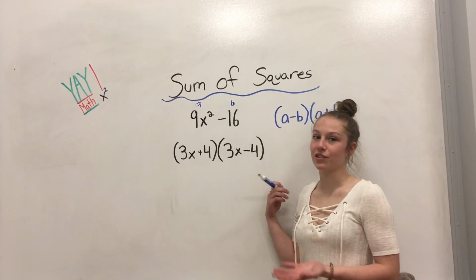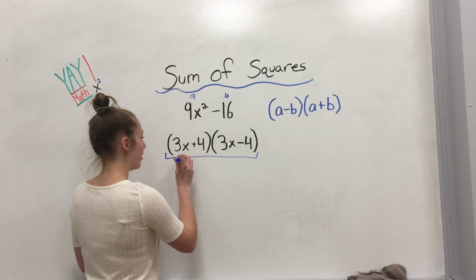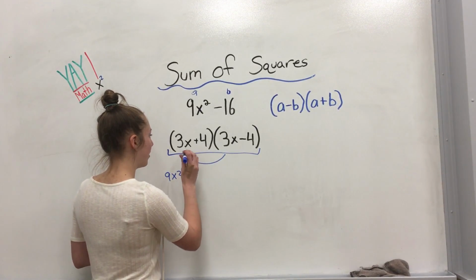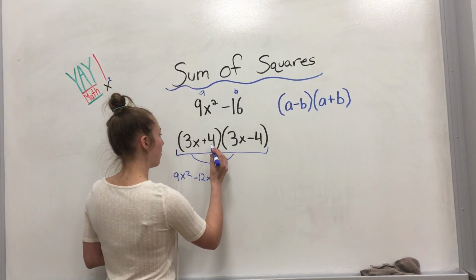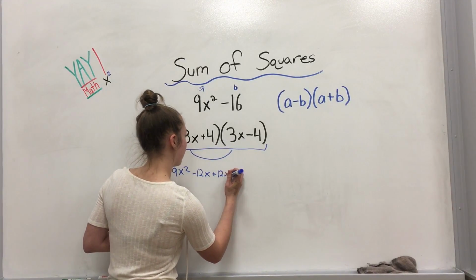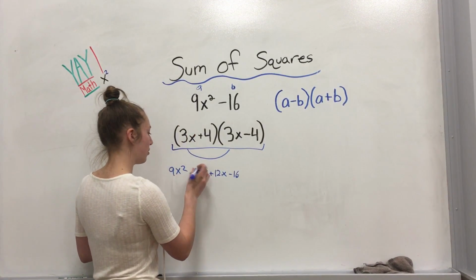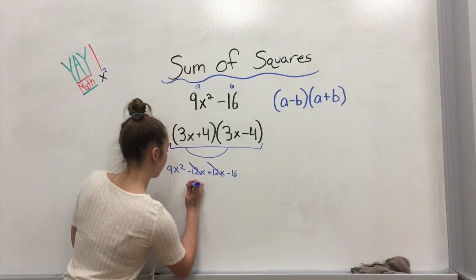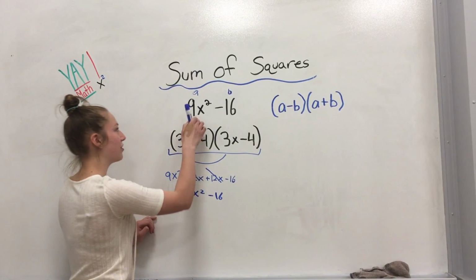If you want to see if this answer is correct, because this would be your final answer, you can just distribute. So 3x and 3x is 9x squared. 3x and negative 4 is negative 12x. 4 and 3x is plus 12x. And 4 and negative 4 is negative 16. These terms, you would simplify them, and they would cancel each other out. So your answer would be 9x squared minus 16, which is your original problem.